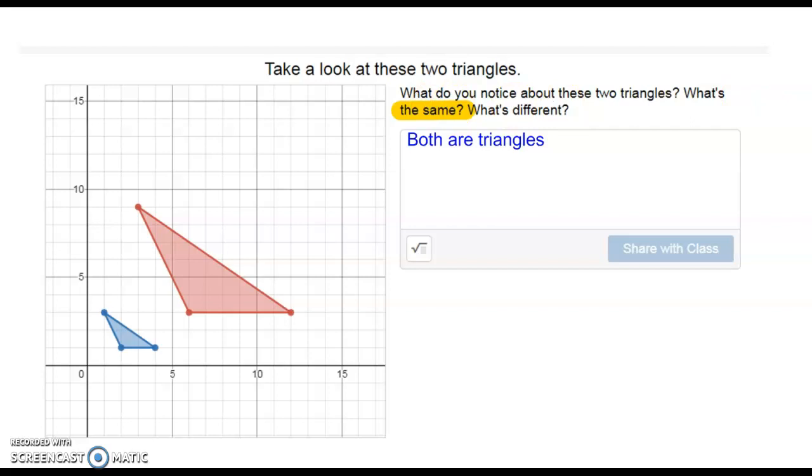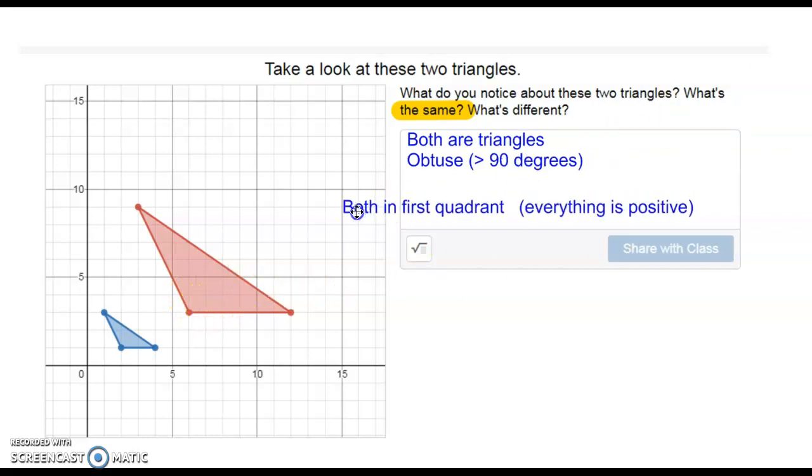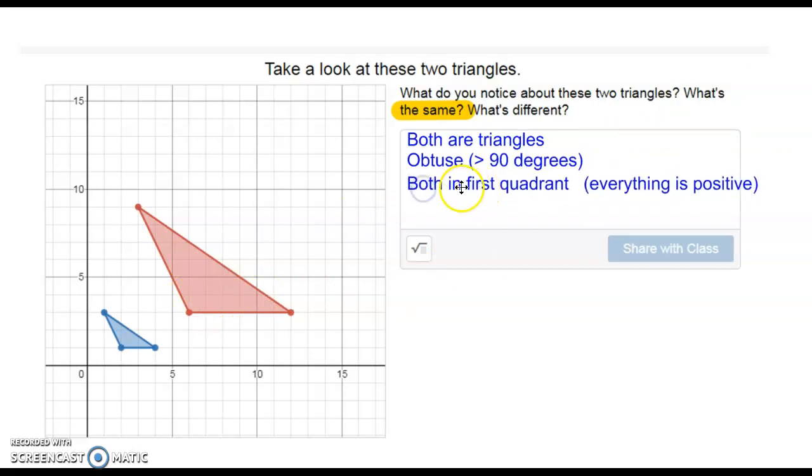That's the same. You might notice things like one is obtuse, that this angle here is bigger than 90 degrees. They both are in the first quadrant. Everything is positive. Notice how here's first quadrant, second, third, fourth. And you might notice that they have the same basic shape. There's lots of other things that are the same. Go ahead and make a list of things that you see the same.